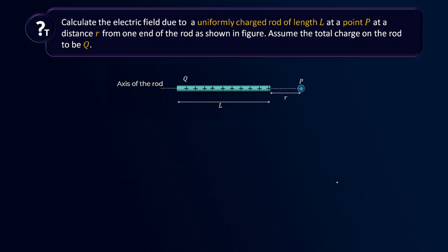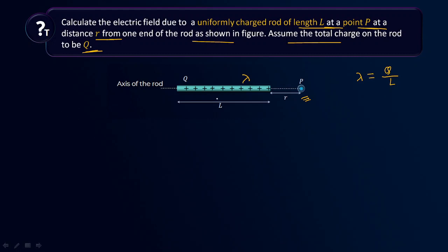Question is, calculate the electric field due to a uniformly charged rod of length L at a point P at a distance R from one end of the rod as shown in the figure. Assume the total charge on the rod to be Q. So we have one rod having length L and charge Q, and we want to write the electric field at this point P, which is at a distance R from one end. So here let us say that the charge density is lambda, and can I say that lambda will be equal to total charge by total length, right?